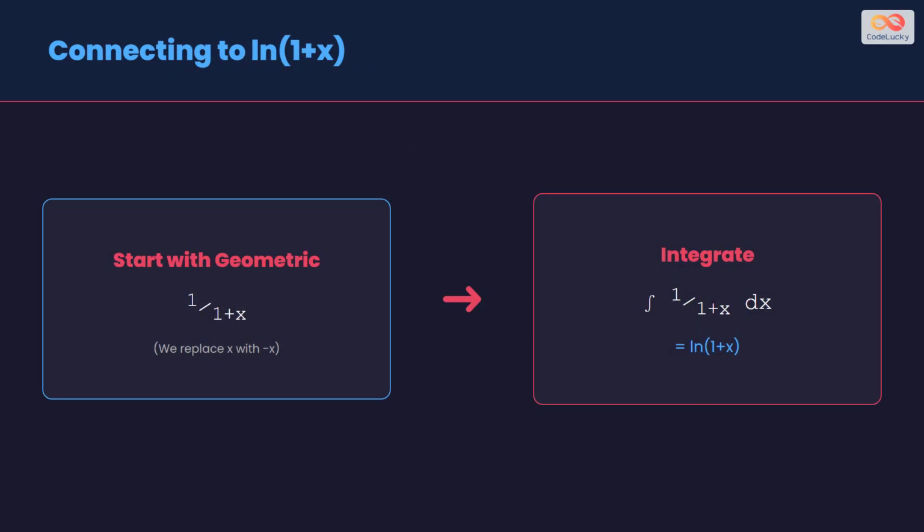Now, how do we get from the geometric series to the natural logarithm? We can use calculus. Specifically, we know that integrating the function 1 over 1 plus x gives us the natural log of 1 plus x. We will use this relationship to find our new series.